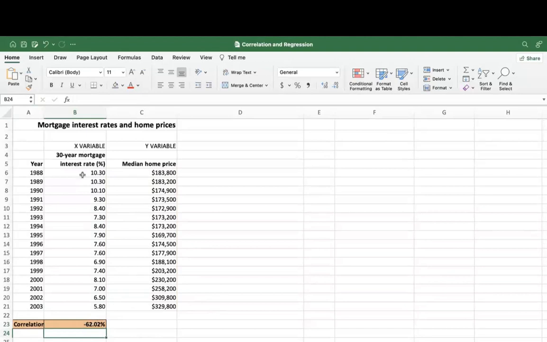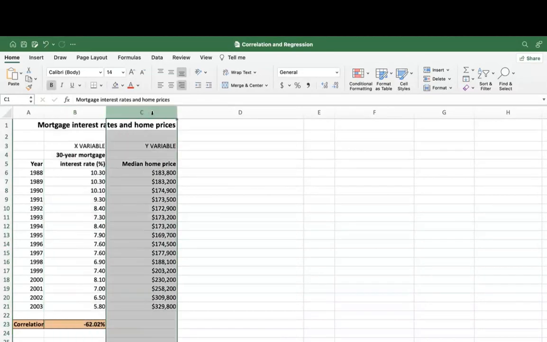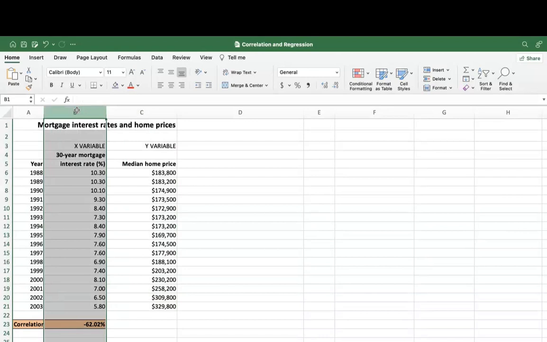There's a correlation, which means if one thing changes, the other one will also change. And the next thing is that you see it's negative, which means if one increases, the other one will decrease. And if this one decreases, this one should increase. And of course, that's very intuitive. It makes sense. If interest rate goes down, median house prices will increase. And if interest rate goes up, then people won't be buying houses much. Inventory would increase and home prices would drop.